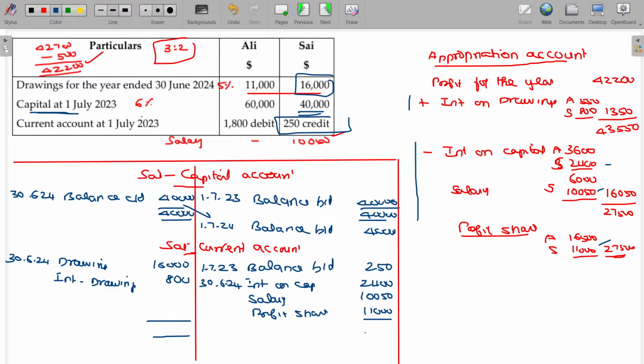Now I can finish off tallying this. 23,700, 23,700, balance carried on 6,900, rewrite here, 1st July 24, balance brought down 6,900. Hope now you'll be able to understand this one also.